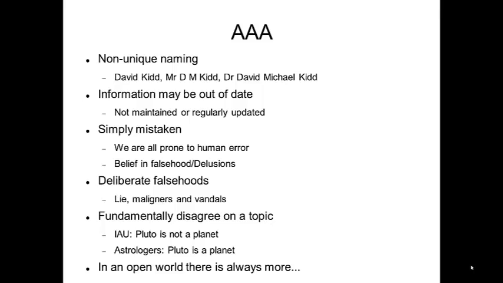So they're lying and maligning potentially about another product. And there's people who simply go in and vandalize things for the entertainment value, or for political reasons, indeed, editing Wikipedia pages and things like that. Putting falsehoods in Wikipedia pages is not that uncommon. And then, of course, people simply fundamentally disagree on a topic. So there are genuine disagreements. Pluto is a good example. The International Astronomical Union says Pluto is not a planet, but the astrologers say Pluto is a planet. They've got an interest in it being a planet.